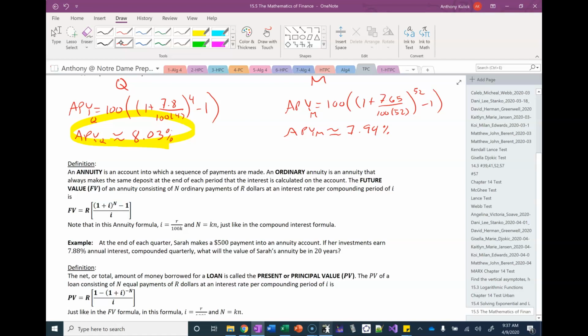The next thing we want to talk about is an annuity. An annuity is important because in a practical sense, when people are saving for retirement, they're usually not dumping a huge amount of money, like $50,000, into their account all at once and just letting it sit there till they need it later. Usually they're paying in little by little as they go.